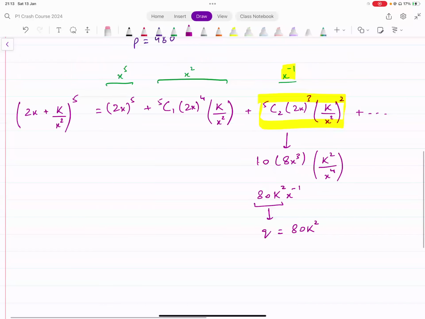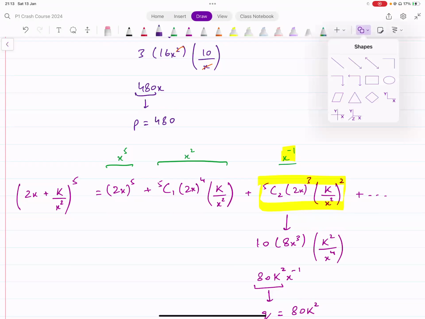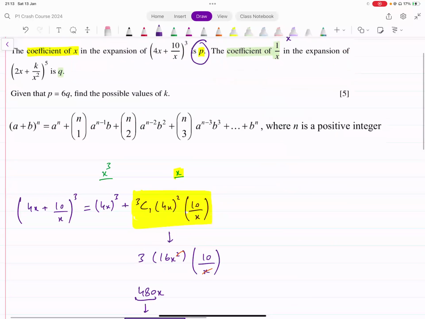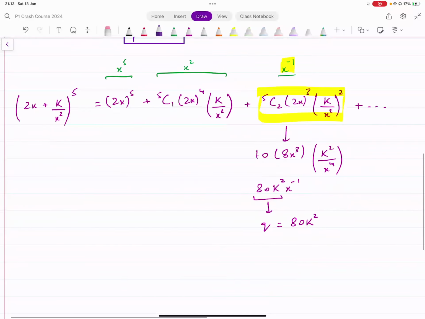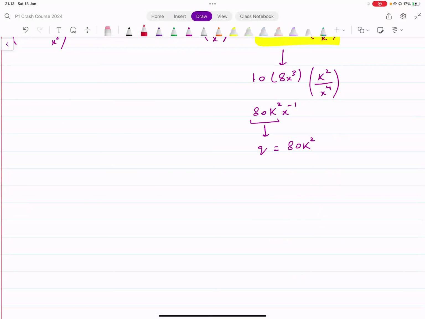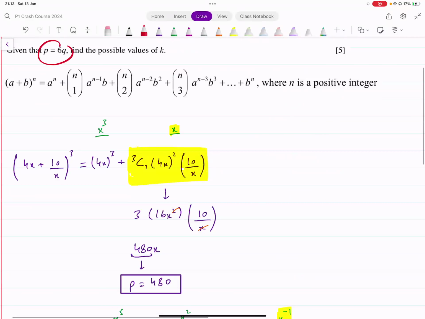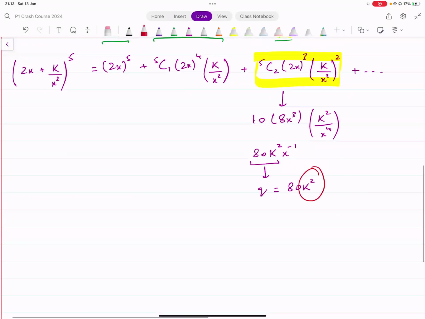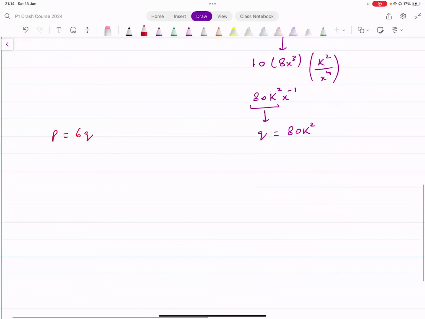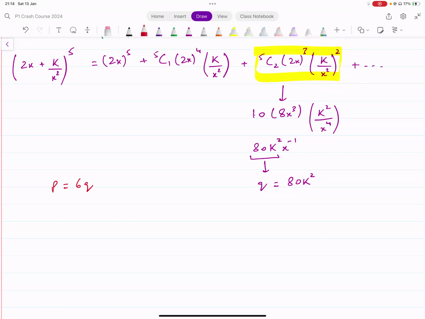Okay. So now we have p. P was 480. That's a number. That's one thing that we were looking for. No, we were actually looking for k at the end. Okay. So p equals 480. Q equals this. Now we're also given in the question that p equals 6 times q. Since we are looking for the values of k, we will need to use that third equation that's given there as well, which says p equals 6 times q.